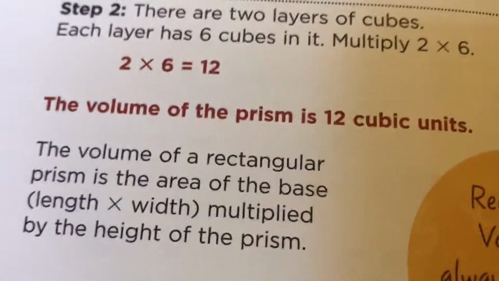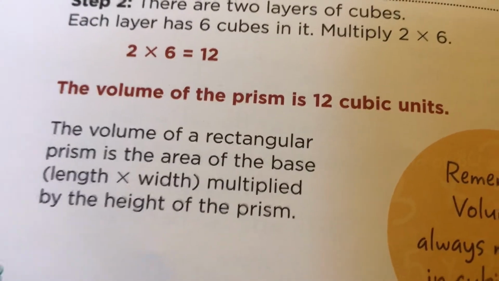12 cubic units. The volume of a rectangular prism is the area of the base, length times width, multiplied by the height of the prism. Remember, volume is always measured in cubic units.